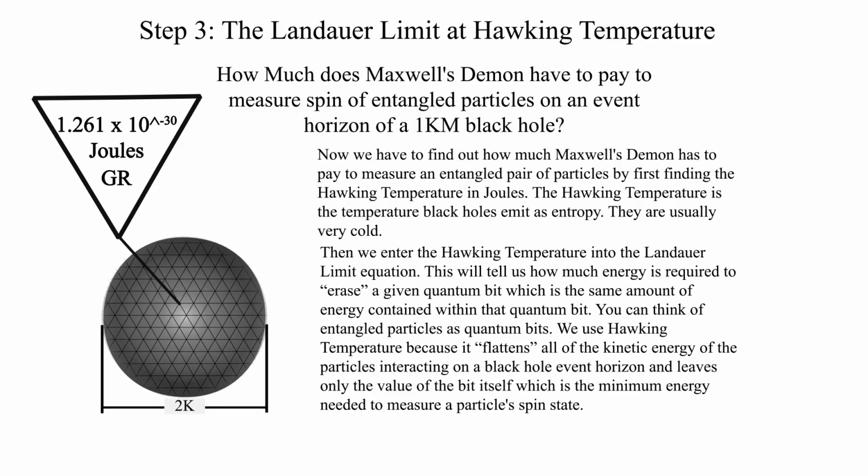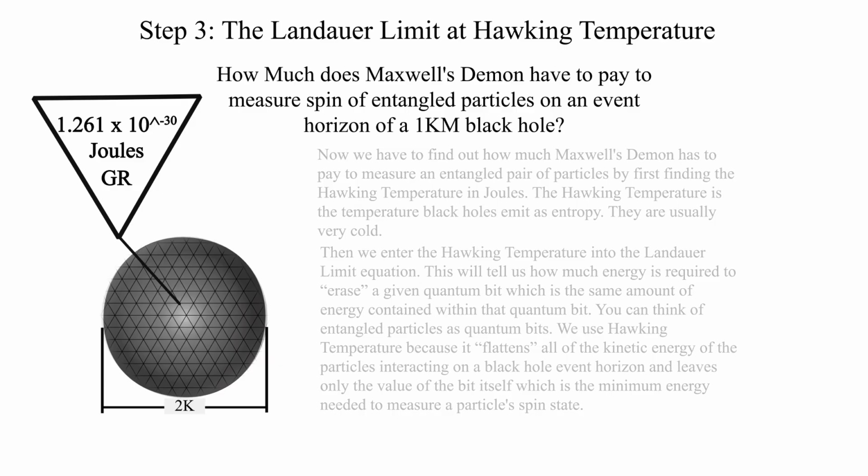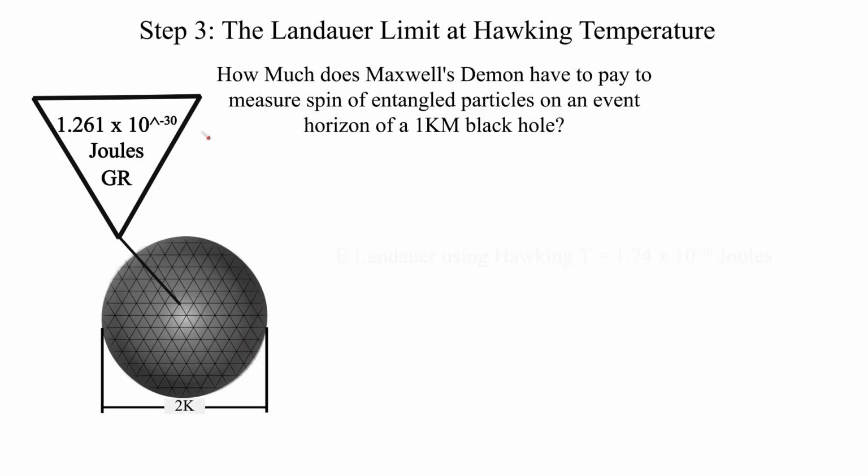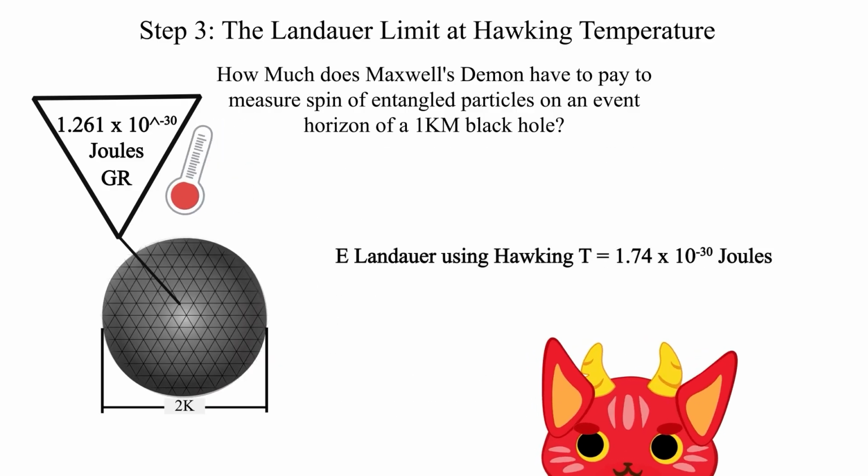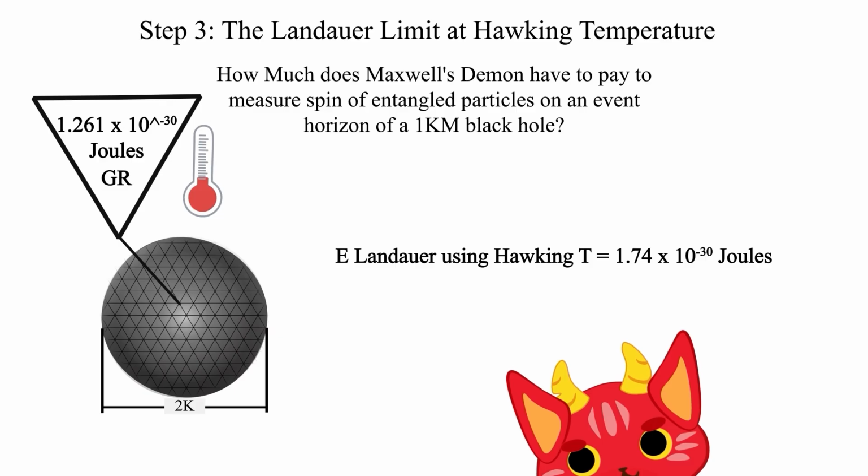We use Hawking temperature because it flattens all the kinetic energy of the particles interacting on a black hole event horizon surface, and it leaves only the value of the bit itself, which is the minimum energy needed to measure a particle's spin state. And what we find when we enter Hawking temperature into the Landauer limit formula is 1.74 times 10 to the negative 30 joules.